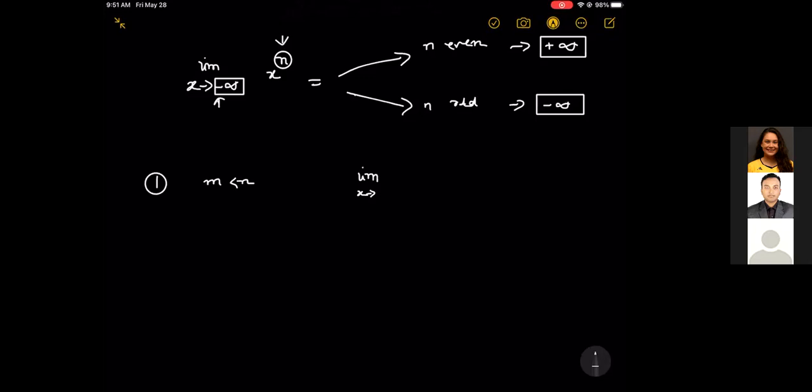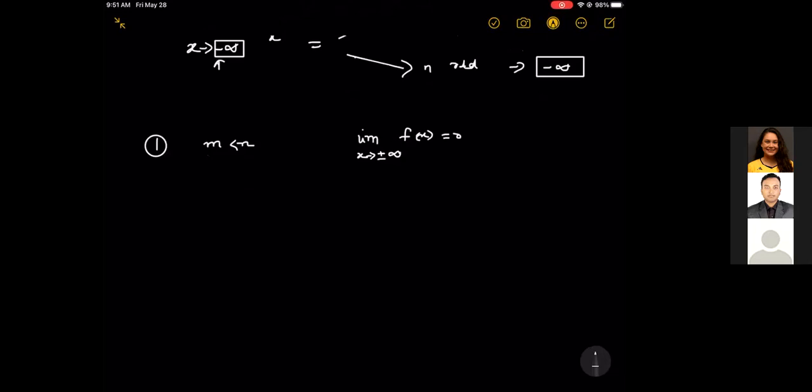All right. So obviously the function will be heading towards 0, and we have an asymptote, horizontal one though, which is y equals 0.